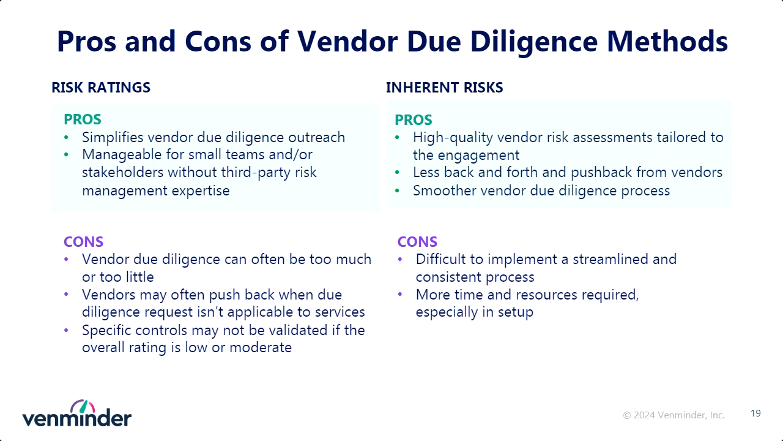On the other hand, the inherent risk method helps build higher quality vendor risk assessments that are tailored to the individual engagement. There's less pushback from the vendors because you're asking for relevant documents, and it just creates a much smoother process. But this method can also be more challenging to implement, and it's not as consistent as due diligence based on risk rating because you're looking at each vendor relationship on its own. And setting up this method will require more time and resources, which may not be available to smaller teams.